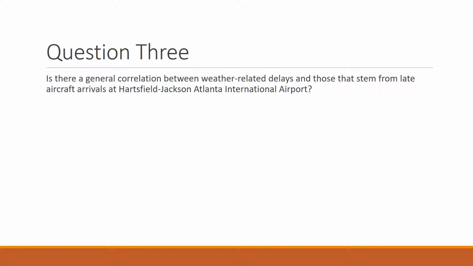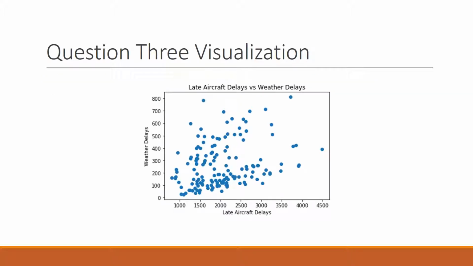Now on to my third and final question. Is there a general correlation between weather-related delays and those that stem from late aircraft arrivals at Hartsfield-Jackson Atlanta International Airport? To answer that particular question, I have made the scatter plot that unfortunately shows that there is no correlation between aircraft arriving late and weather-related delays. There's just no general trend or pattern in these data that would suggest otherwise.